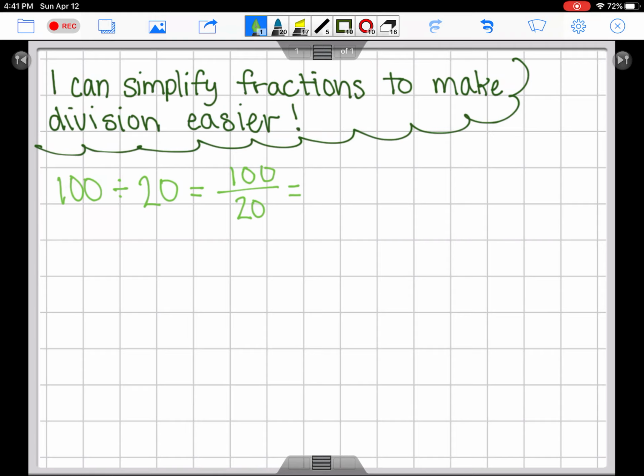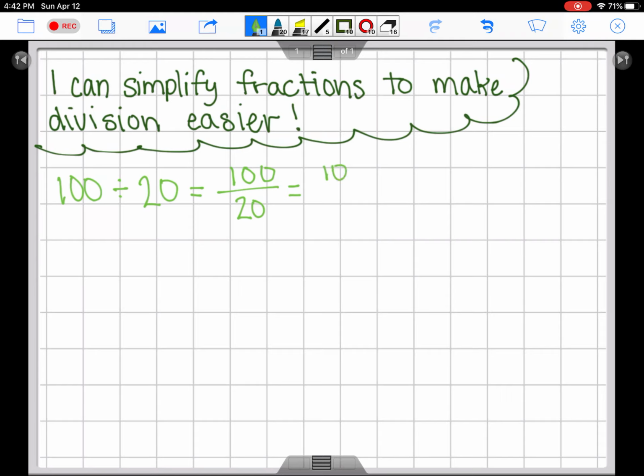Now, I'd like you to work on reducing or simplifying this fraction. Sometimes when we have bigger numbers, we need to do a few steps to reduce. There are quite a few different ways you could go about this. Remember, when we simplify a fraction, we want to do the same thing to the top, the numerator, as we do to the denominator in the bottom. One thing we could do is divide both of these numbers by 10.